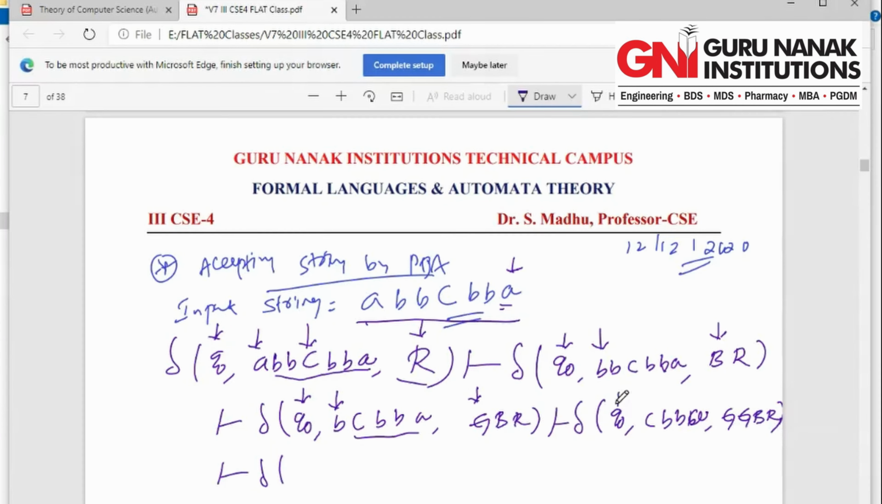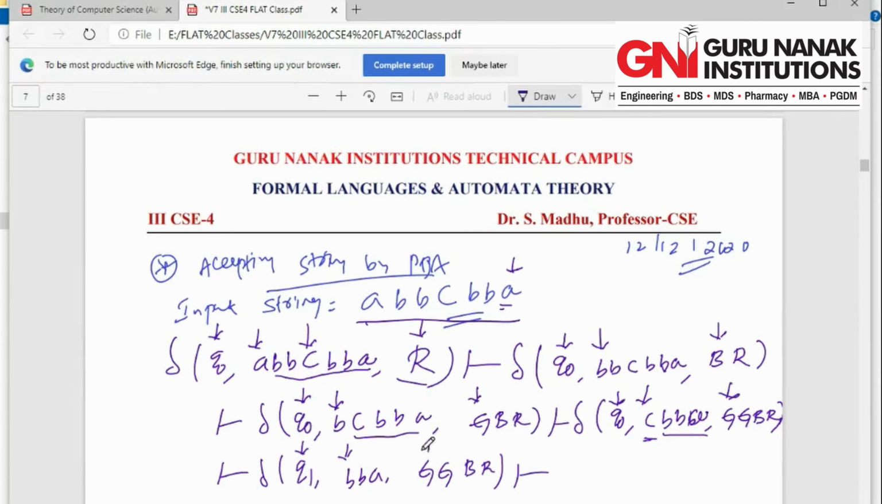Next one. Q naught, input symbol is C. Then the top of the stack is G. What is the next state? What do you do when C is the input? Change the state, shift the state, from Q naught to Q1. Then you write the remaining input: B, B, A. Then the stack is G, G, B, R. Next. Now B is the input, and Q1 is like a pop state.